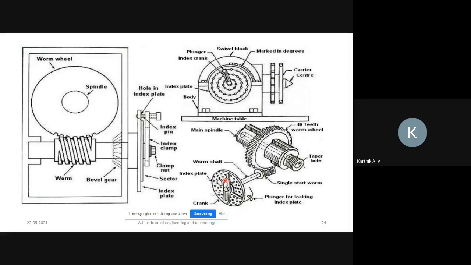So first, the calculation part is over. The answer is 1 into 9 divided by 21. Which plate do you have to select? The second plate. In that you should select the 21 hole circle. Then make one full rotation of this crank and fix it to the same position. After completing one full rotation, fix the crank pin in the hole circle. Then count 9 holes in the 21 hole circle.